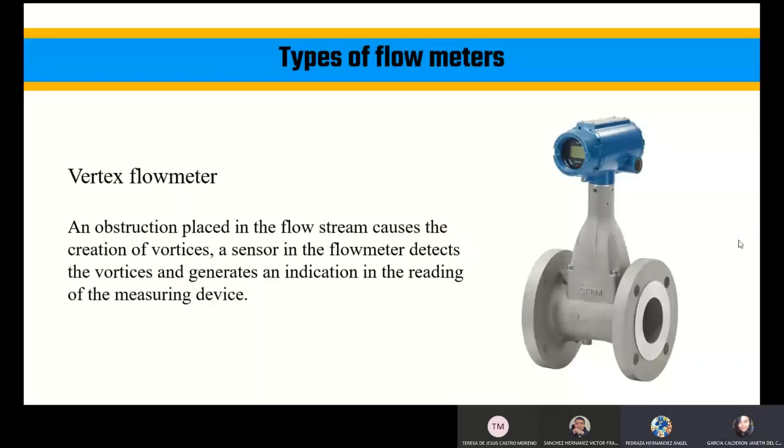Vortex flowmeter. A flow sensor operates to sense pressure variation due to the vortex shedding of a fluid in a passage and to convert the pressure variation to a flow sensor signal in the form of an electrical signal. An obstruction placed in the flow stream causes the creation of vortices, and the sensor in the flowmeter detects the vortices and generates an indication in the reading of the measuring device.